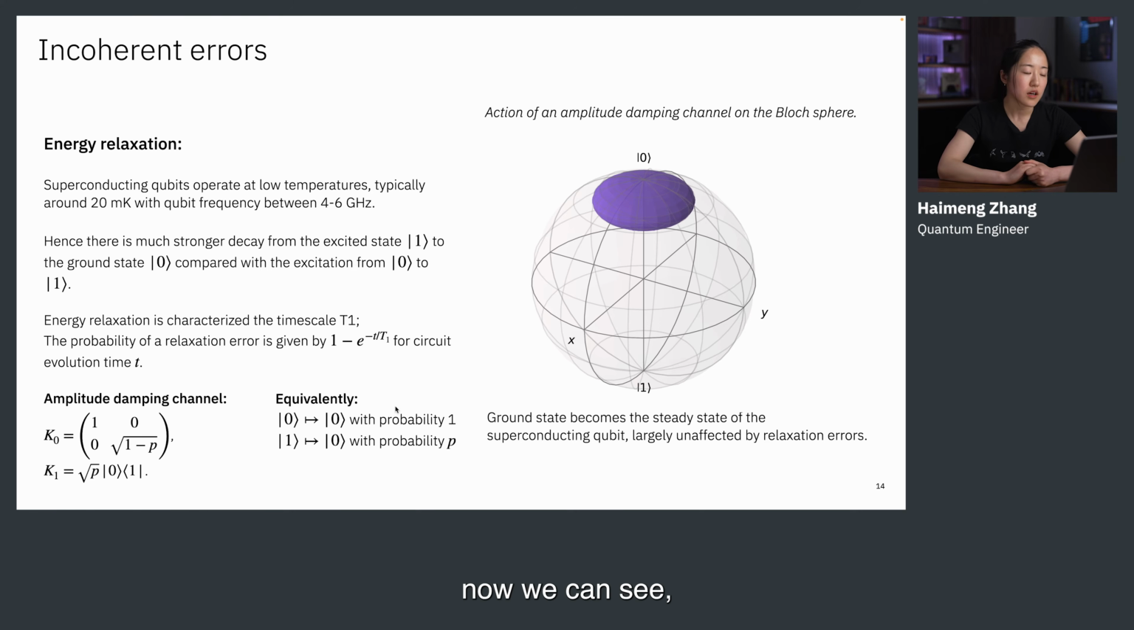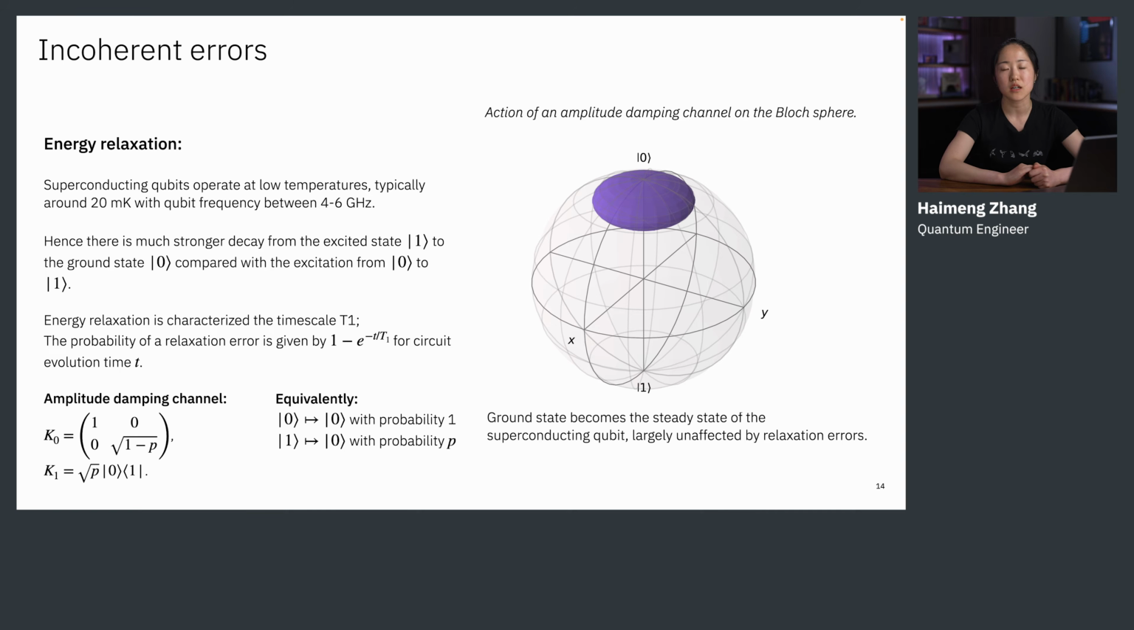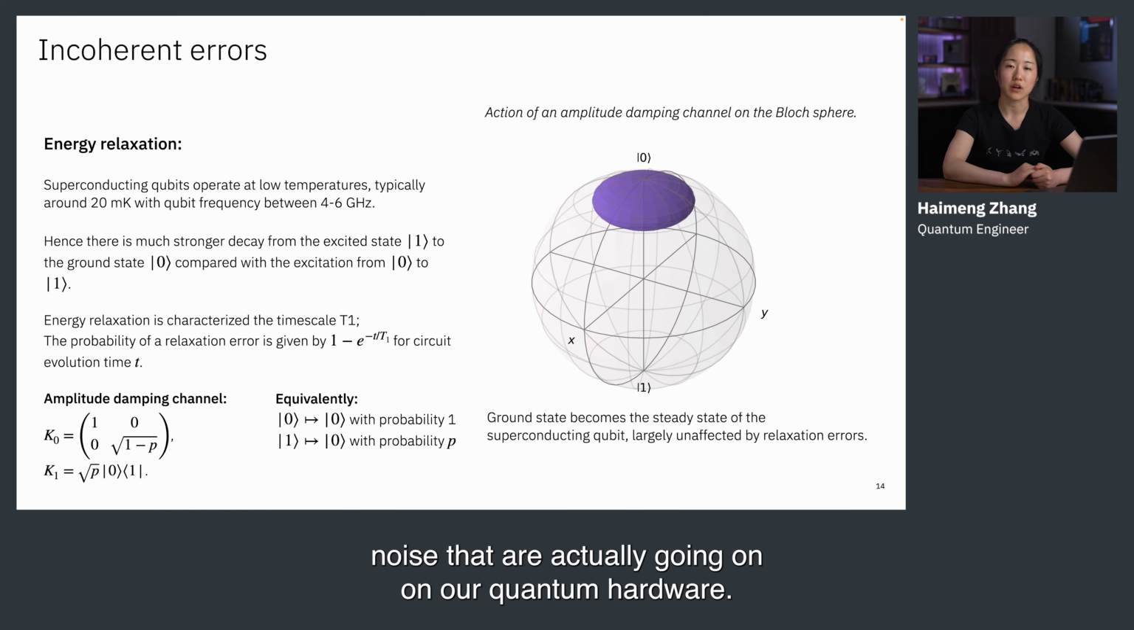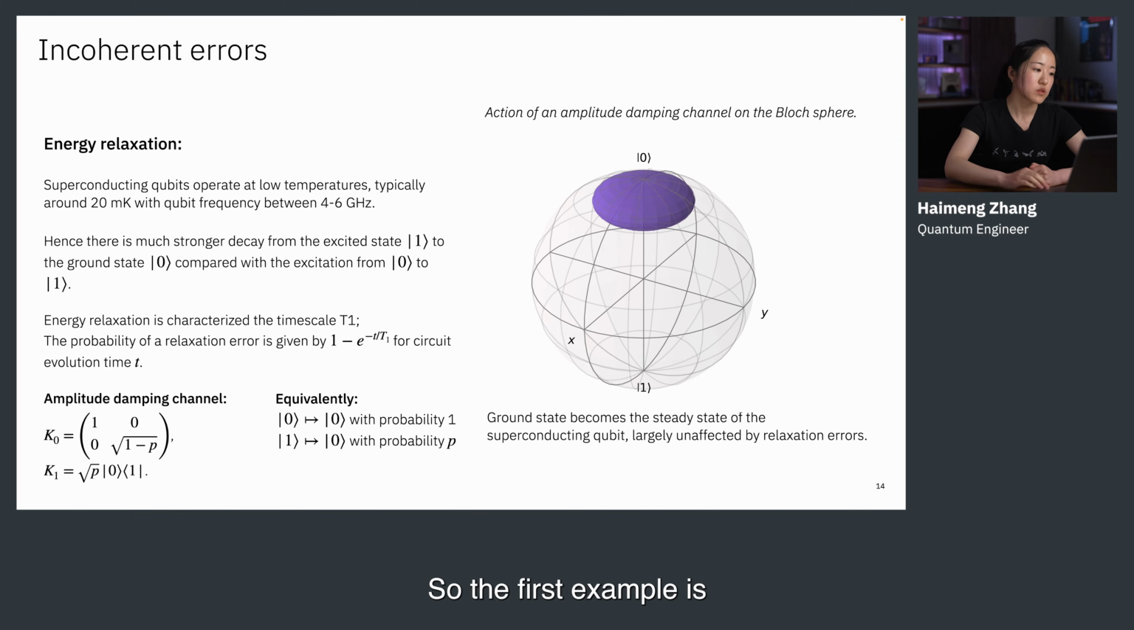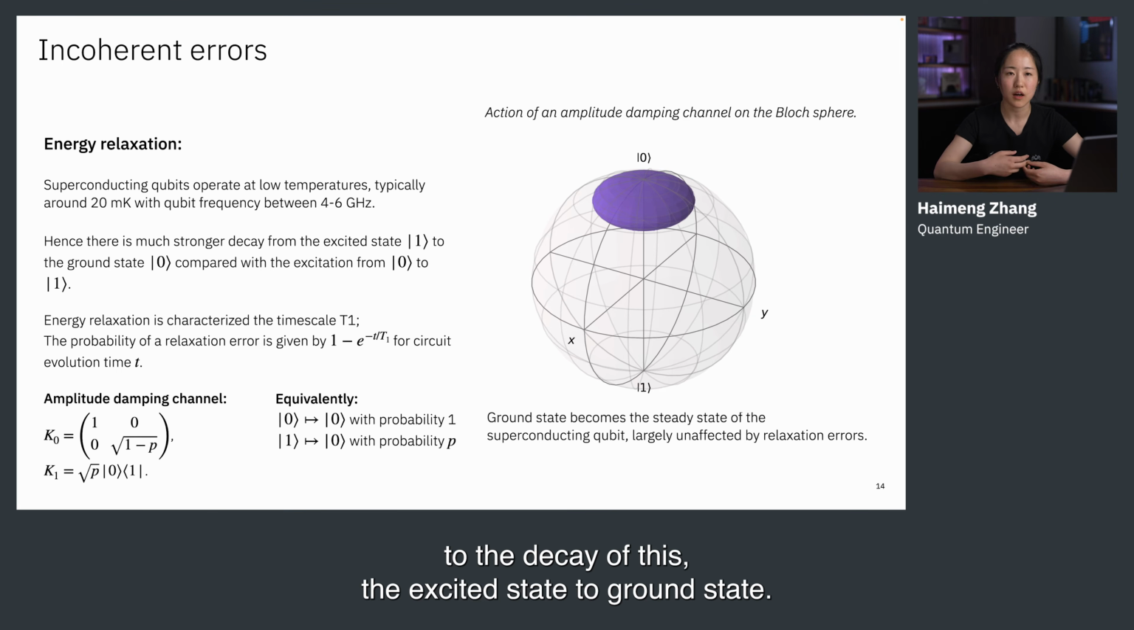Now we can see several examples of incoherent errors, and we will see later those examples are actually quite relevant when we want to understand the noise that is actually going on in our quantum hardware. So the first example is the energy relaxation process. This process corresponds, as the name suggests, to the decay of the excited state to the ground state.